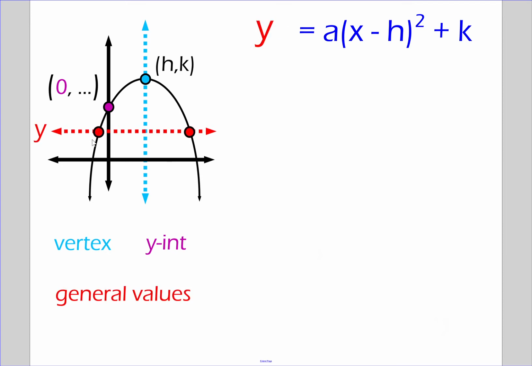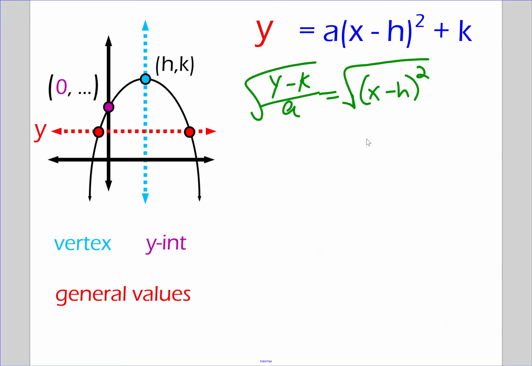Let's say we want to know some general y values and solve this general equation right here. Well, not too bad. We could subtract k from both sides and divide by a and end up with x minus h quantity squared on the right-hand side. Now, when we take the square root of both sides, on the right-hand side we end up with the absolute value of x minus h, and over here on the left side, it's some number.